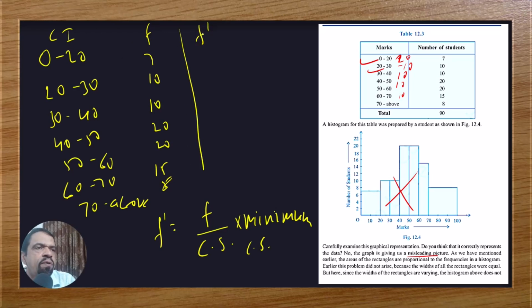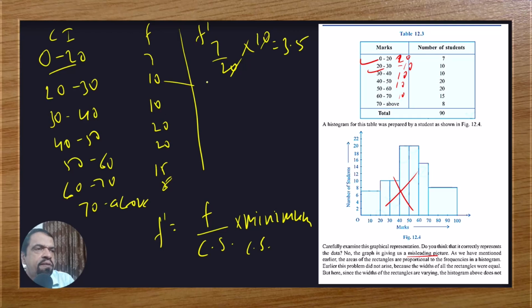So now the new frequency, or new length of rectangle, will be 7 upon the class size, which is 20, into the minimum. What is the minimum class size here? You can see the minimum class size is 10 here, into 10. So this is cancelled. The new frequency, or new length of rectangle, is 3.5.